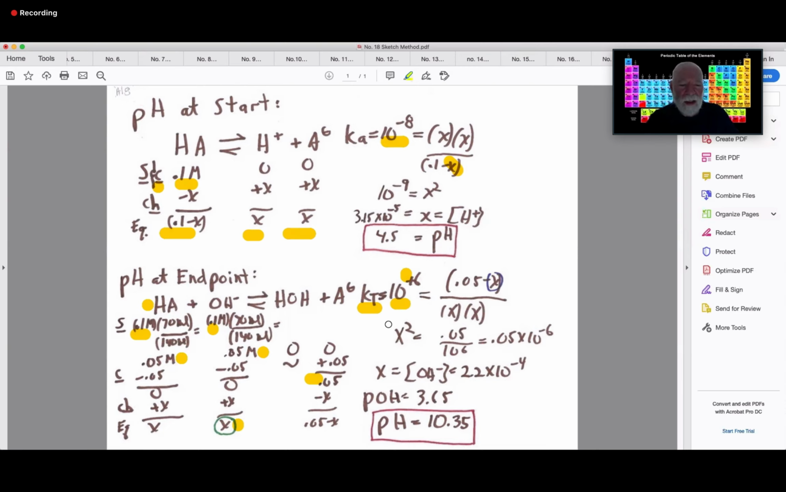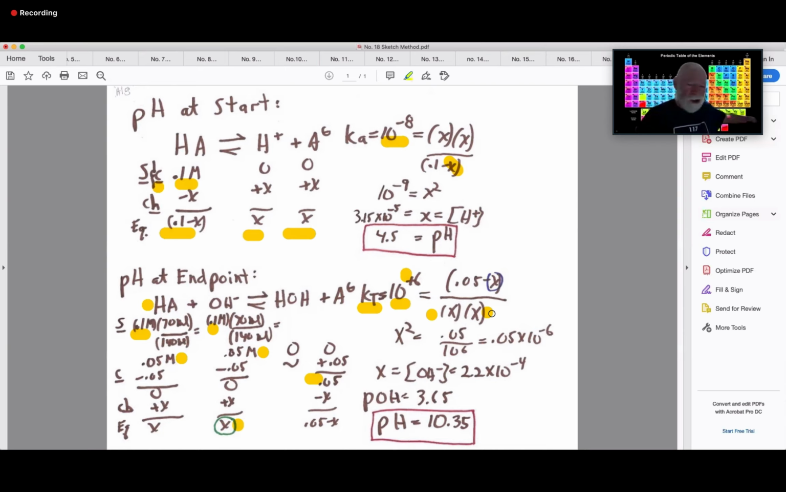Okay, so let's look at the math of this. Plugging into the mass action expression for the K sub T, we have the product of 0.05 minus x for the acetate and x for molecules of acid and hydroxide. Let me check the math on this then. So x squared should be equal to 0.05 divided by 10 to the 6. And so x ought to be the square root of that. Let me put that in my calculator. We get a pH of 10.35.